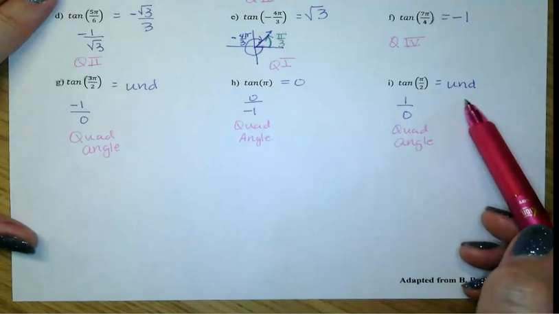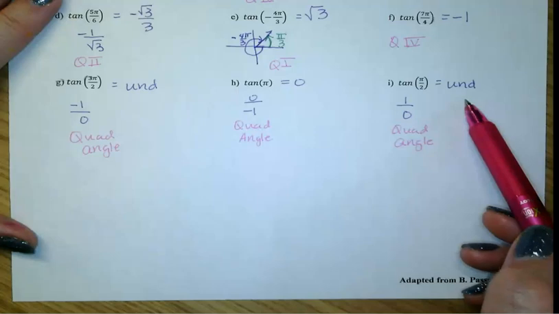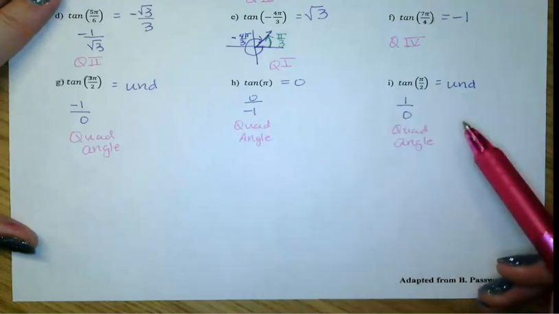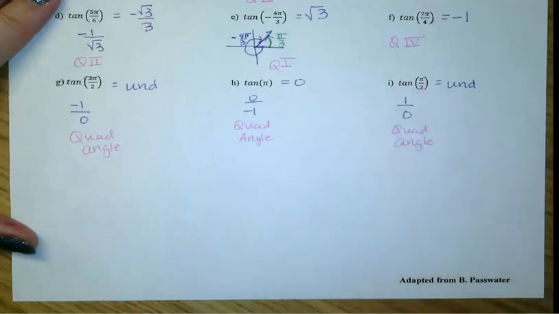Please get in the habit of using the abbreviation UND for undefined. I don't want to see NA on your paper. I want you to be more exacting than that, because the fact that this is undefined is very applicable to this particular math problem.